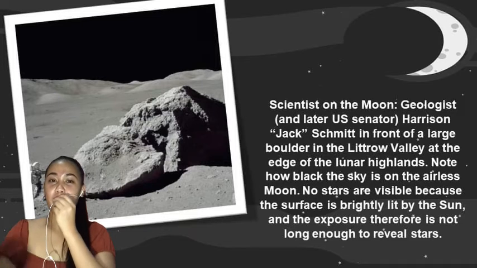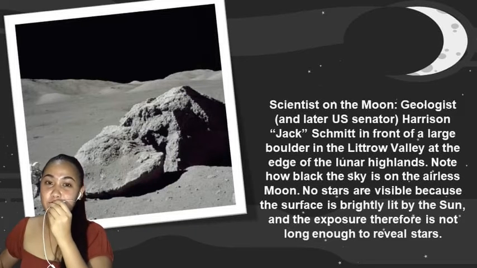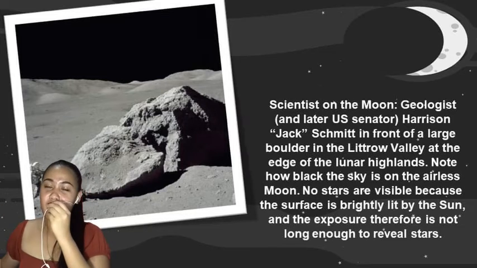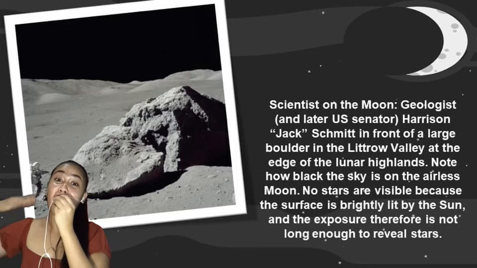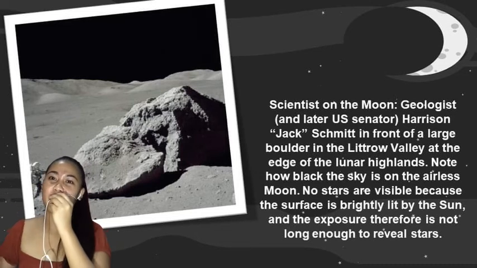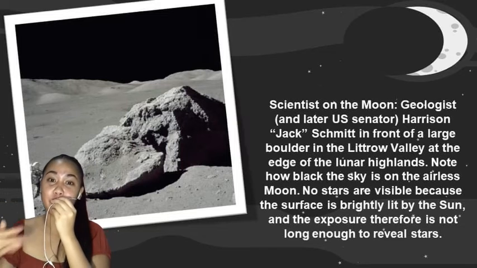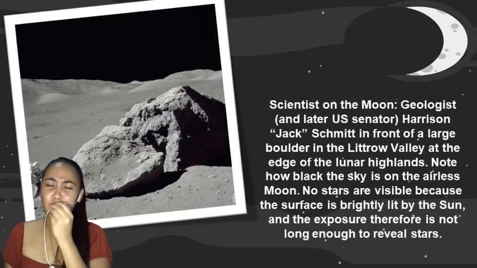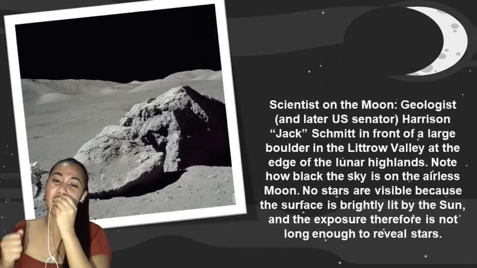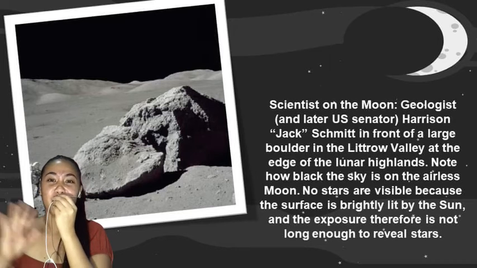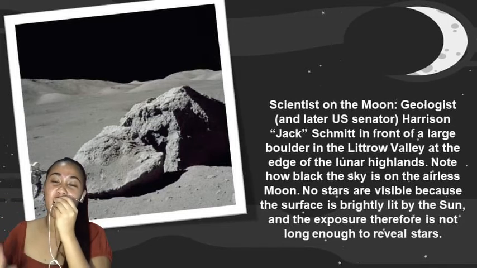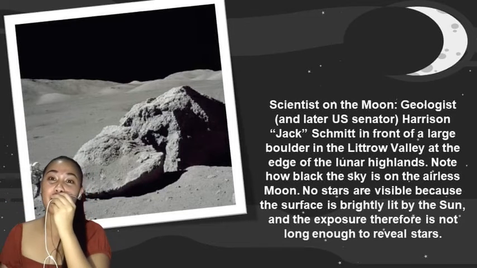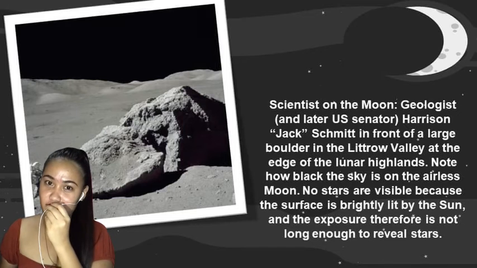Okay, now, we have here a picture of the scientist on the moon. Nakuha po ito ng scientist on the moon, geologist, naging US Senator, at siya si Harrison Jack Schmitt. And then in front of a large boulder in the Littrow Valley at the edge of the lunar highlands. So, note kung paano o how black the sky is in the airless moon. Okay? No stars are visible because the surface is brightly lit by the sun, and the exposure therefore is not long enough to reveal stars.